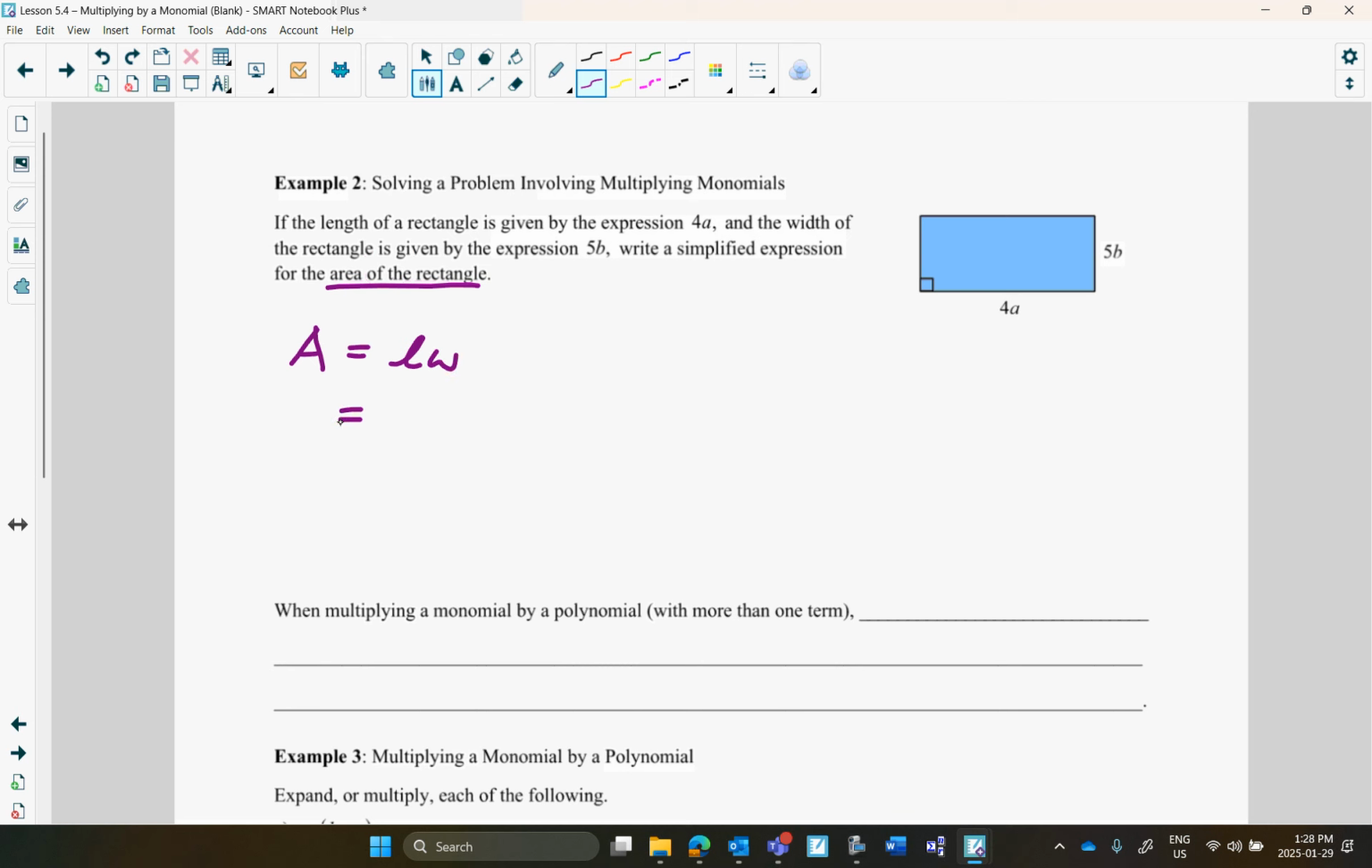What's the length in this question? What's the width? And is there a simpler way to say this? That's it. That's all there is. Okay. Yeah, because you can't go any further unless you're told what a and b are. Right?